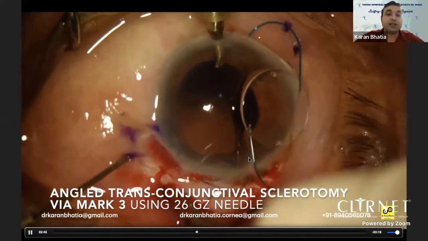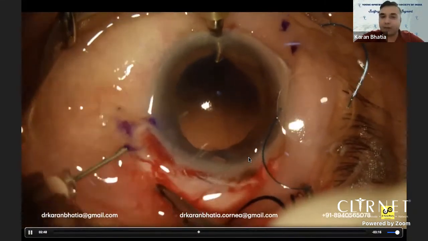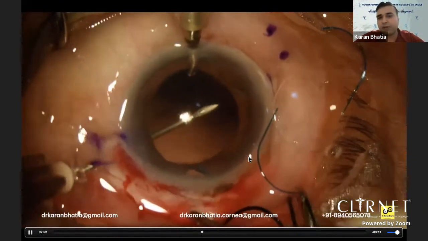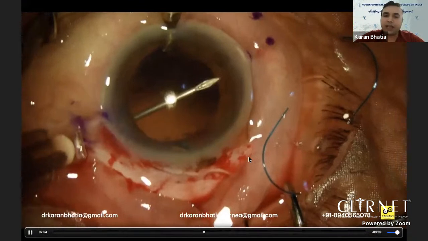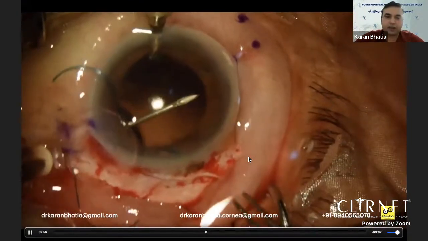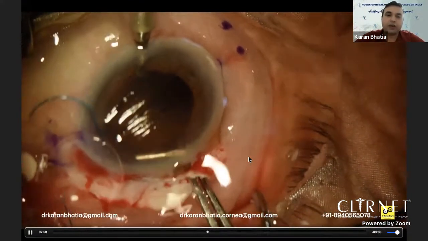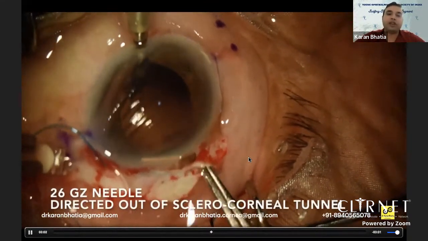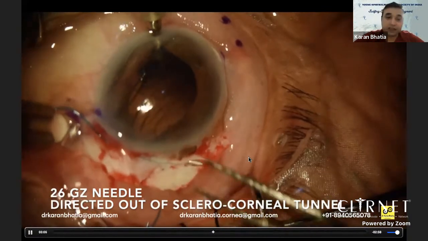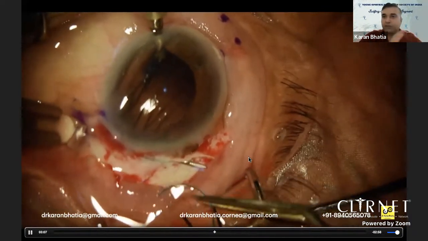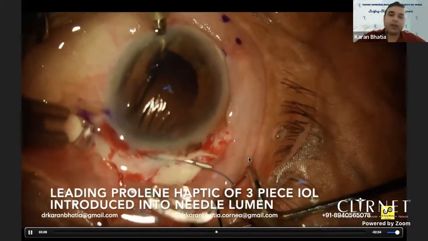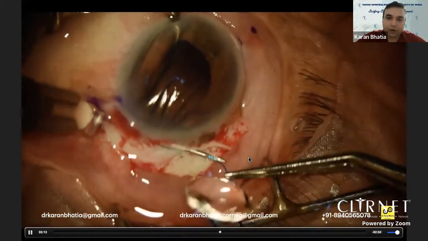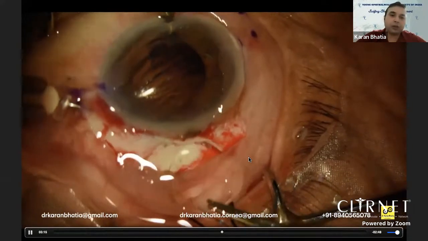An angled transconjunctival sclerotomy is done via a Mark 3, and it is brought into the area, the ciliary sulcus, or the area where you want to put the SFIOL. And then using an iris repositor or a McPherson's forceps, you depress, take care of the iris, and bring this out of the sclerocorneal tunnel as you would do in the case of an X-Net technique. Our markings are different from the X-Net and the Yamane, the location.